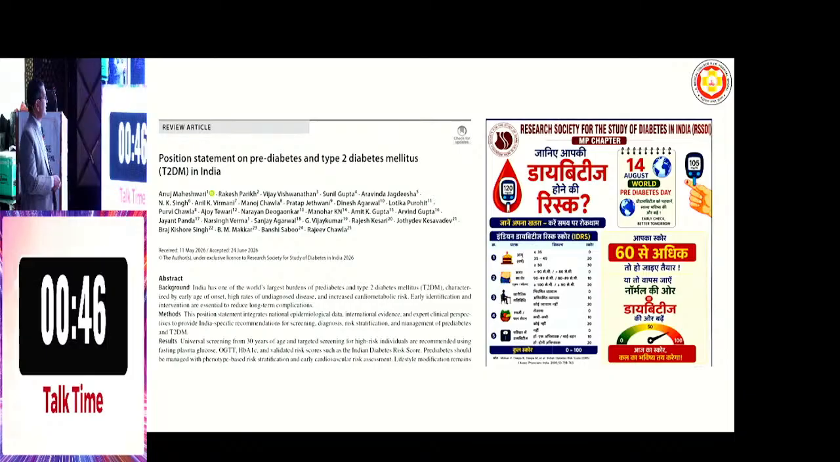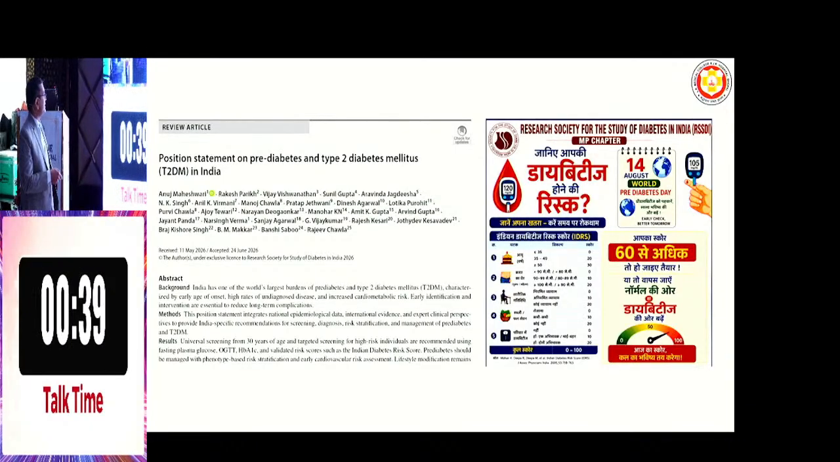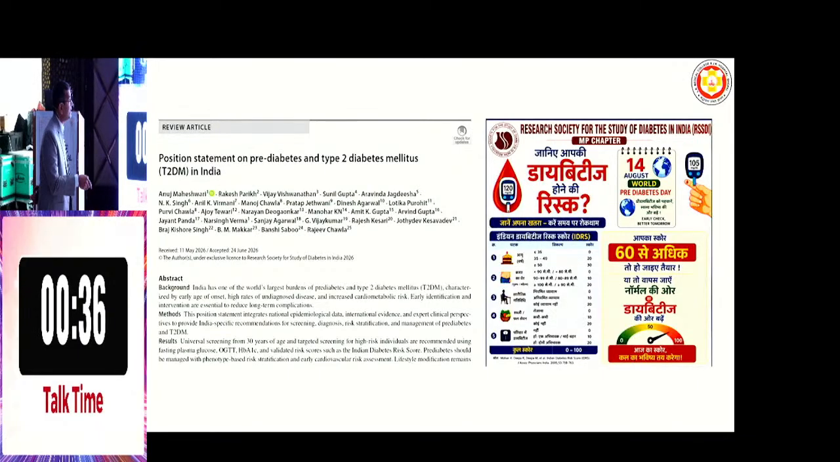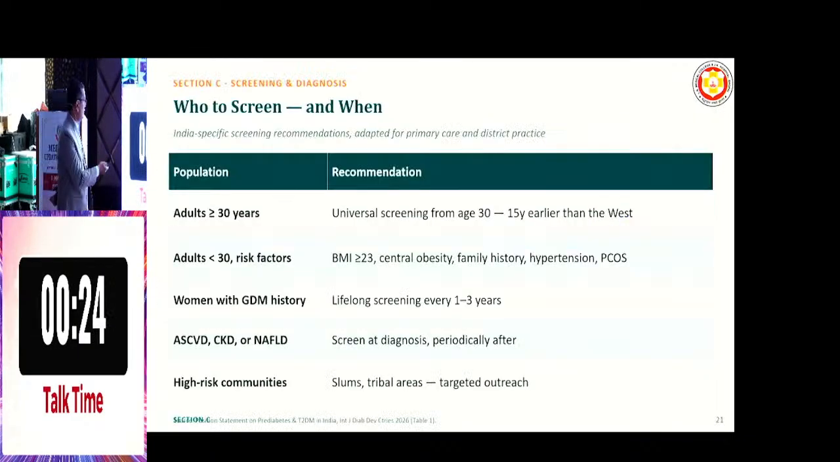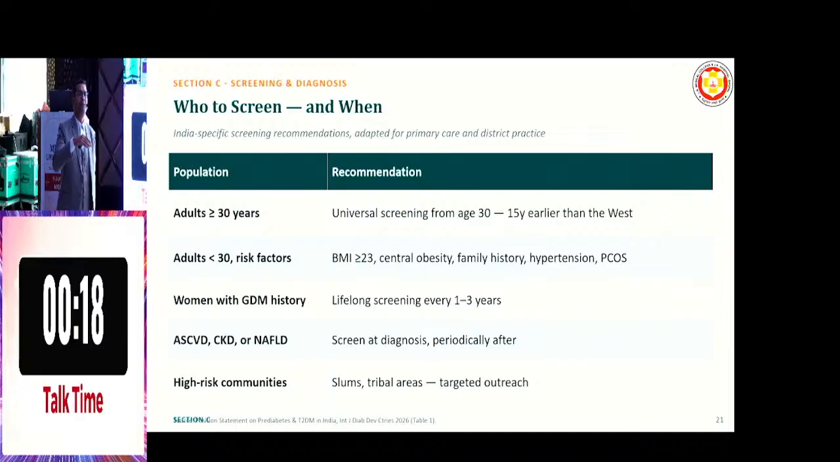This position statement, which has been issued by RSSDI recently only, 2 months back, talks on pre-diabetes and type 2 diabetes mellitus for diagnosing them early, taking a tool which is known as the Indian Diabetes Risk Score, which doesn't even involve any blood test. You can download it, you can have this in the group, so I will provide it to you, wherein the patient can be diagnosed, to some extent, who should be screened, who is at risk of pre-diabetes and diabetes can be identified.